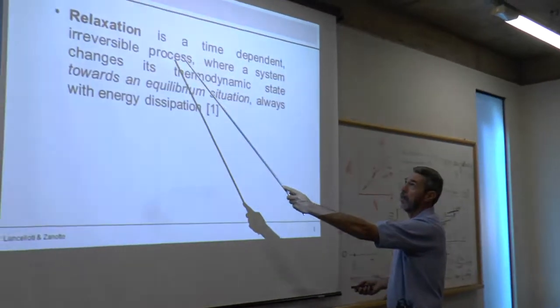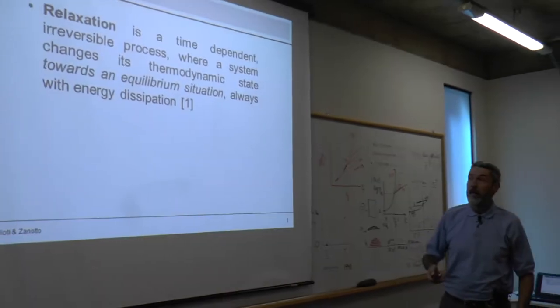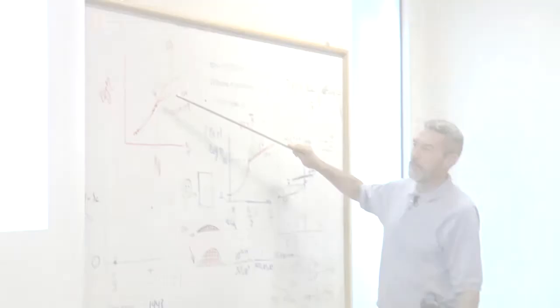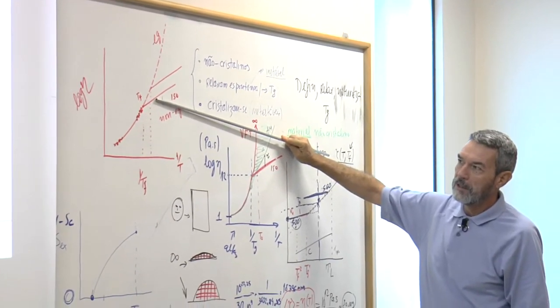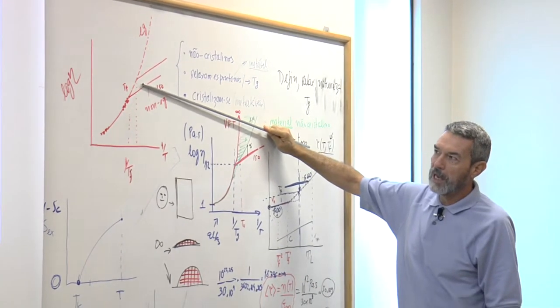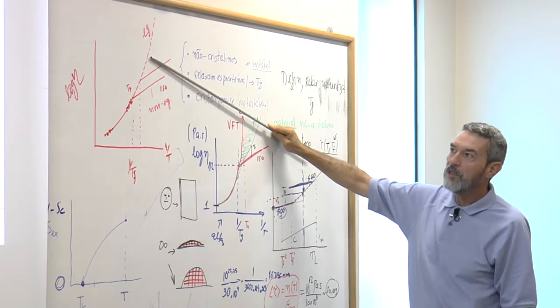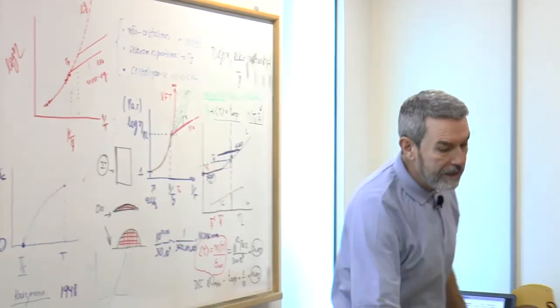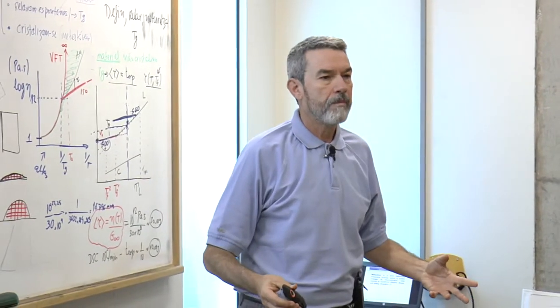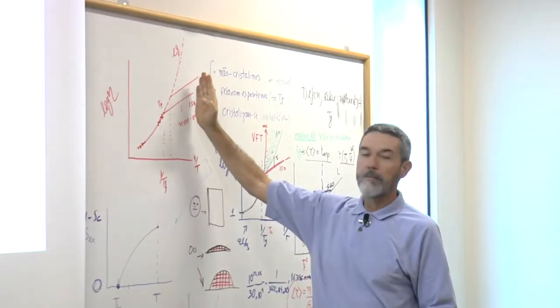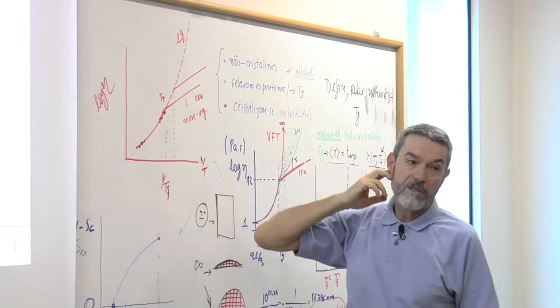So what's relaxation? Relaxation is a time-dependent, irreversible process where a system changes its thermodynamic state towards an equilibrium situation. So in practical terms, if we stop here at this temperature and wait, this glass will relax until it reaches the equilibrium situation. This is relaxation. And this is a spontaneous process. You only need time. There's no thermodynamic barrier, just kinetics. The lower the temperature and the higher the viscosity, the longer it takes.